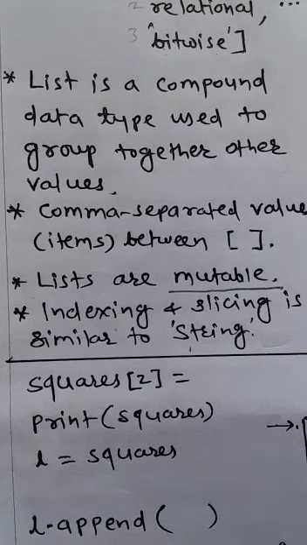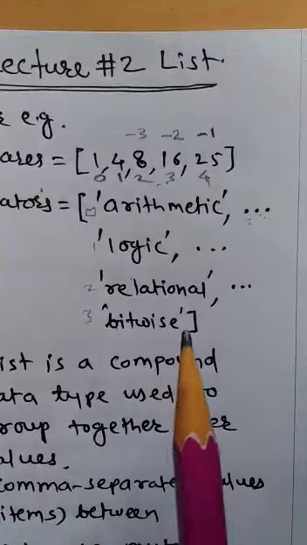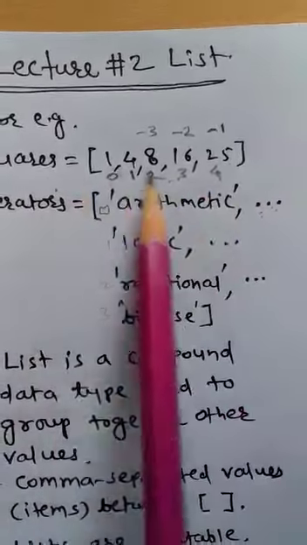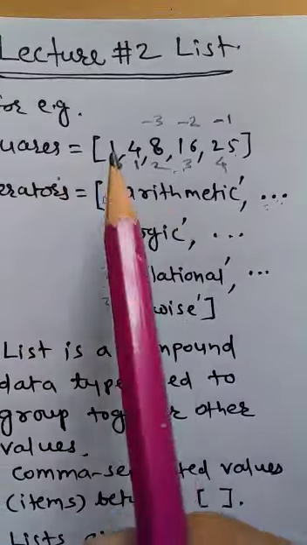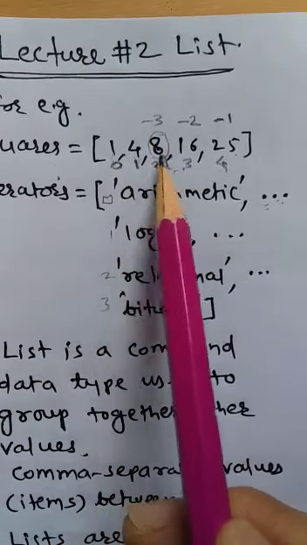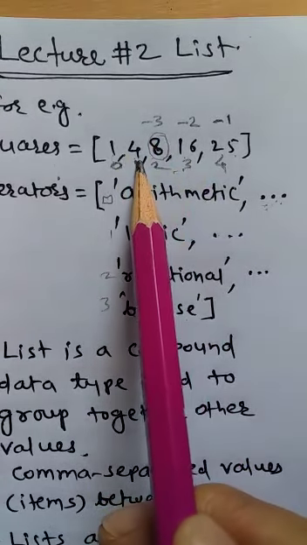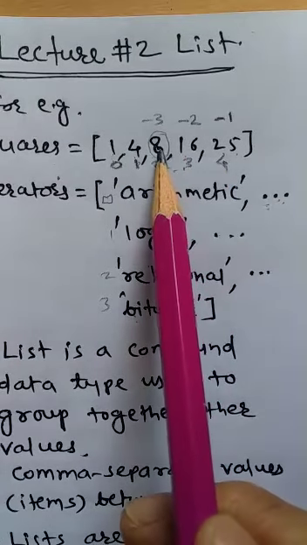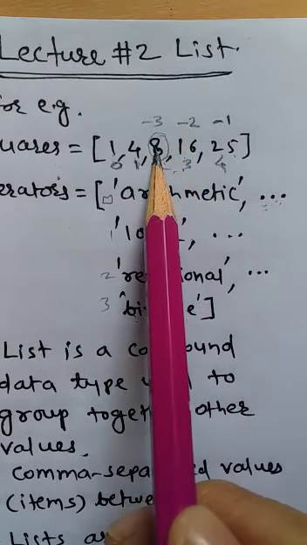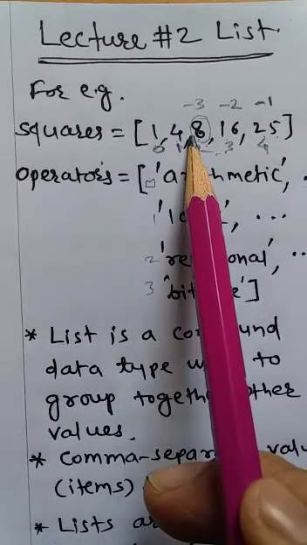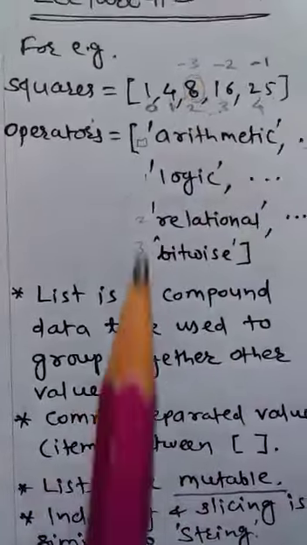In this example of squares, we have the numbers 1, 4, 8, 16, 25. We expect these to be the squares of numbers: square of 1, square of 2, square of 3, 4, 5. But by mistake, the square of 3 I wrote as 8. I have to make it 9. If I can change it, we can say that lists are mutable. If we cannot change it, lists are immutable. But we are saying lists are mutable.